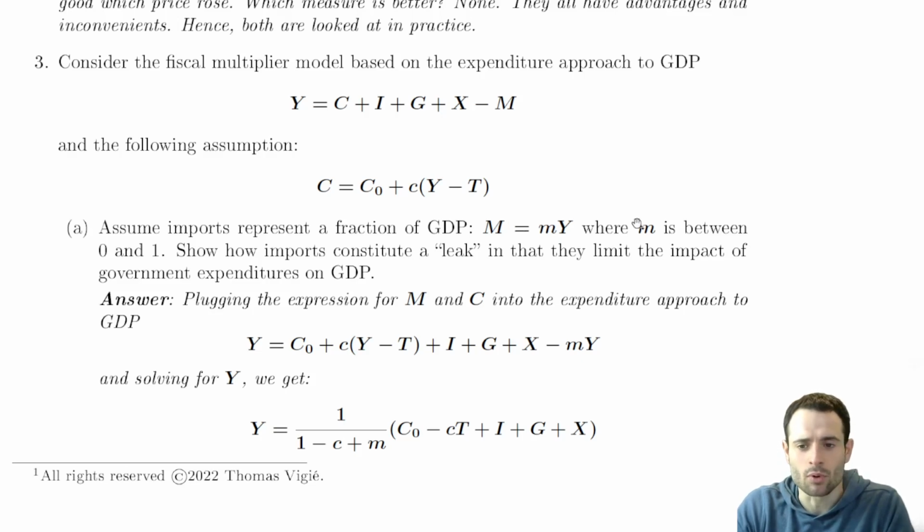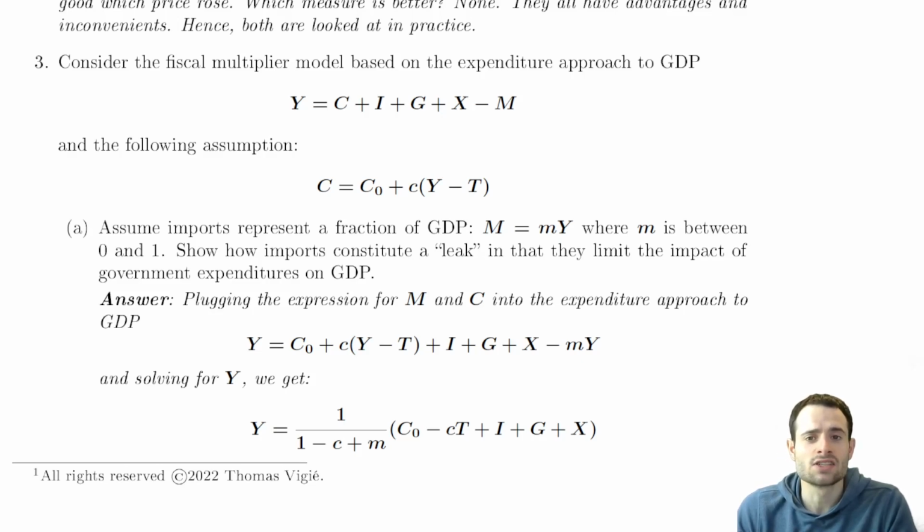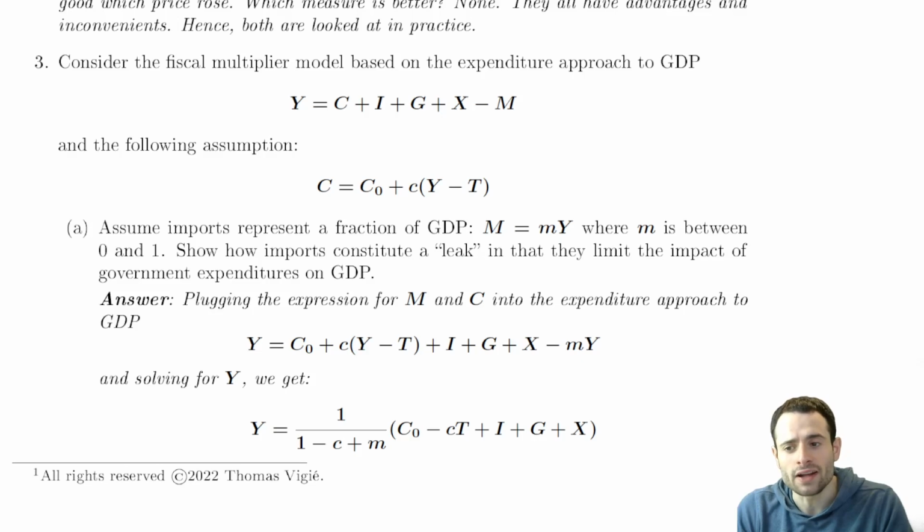Assume now that imports represent a fraction of GDP. So big M will actually be equal to small m times big Y, as if households were importing a certain fraction of their income. You can imagine that this is the case on average every year. Let's see how imports in this case are going to affect the value of the fiscal multiplier.